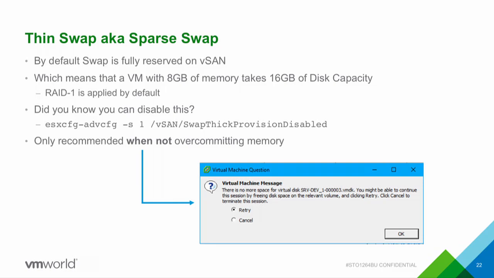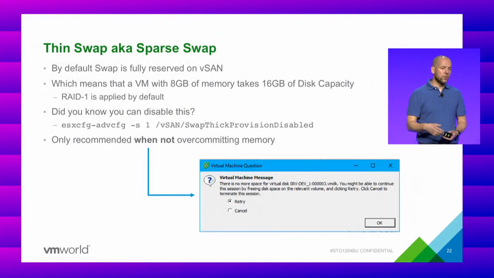As you remember, we also have that FTT policy. That 8 gigs now becomes 16 gigs. You can imagine if you have 10,000 or maybe 20,000 virtual machines with a lot of memory, it becomes rather expensive. So what we introduced in vSAN 6.2, from the top of my head, is an advanced option that will allow you to create thin swap files. The big benefit, of course, is capacity savings.